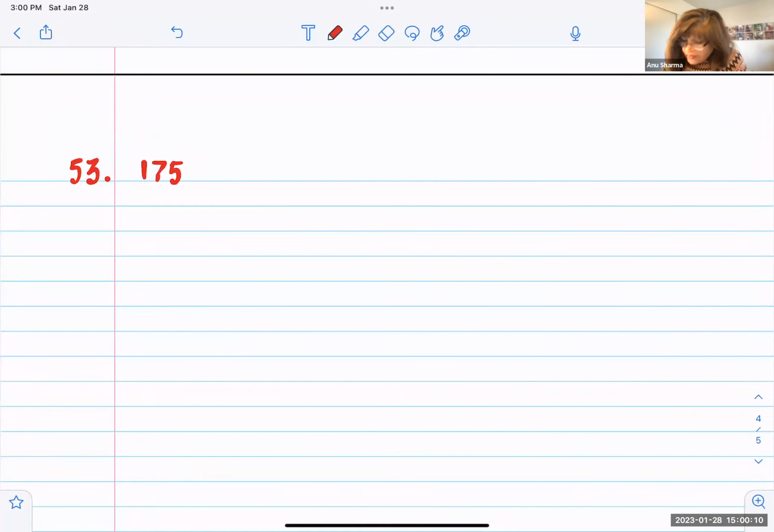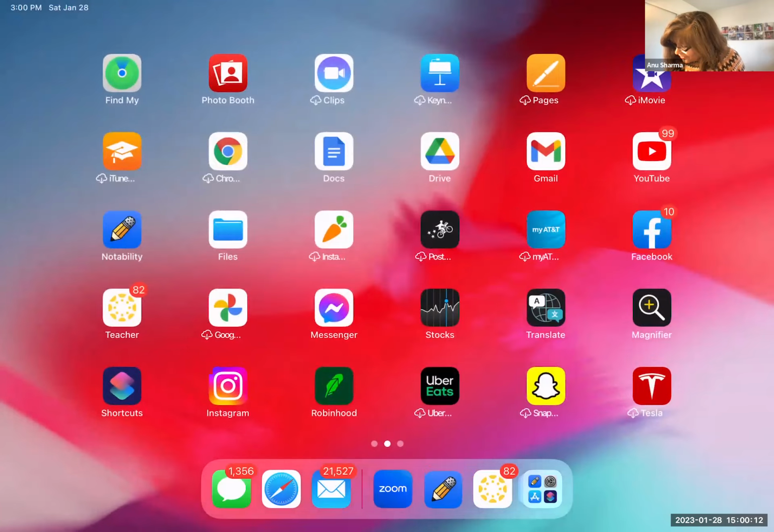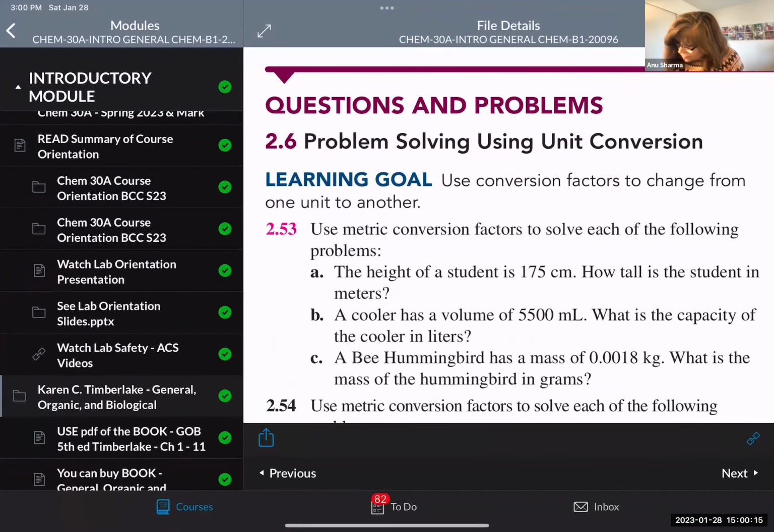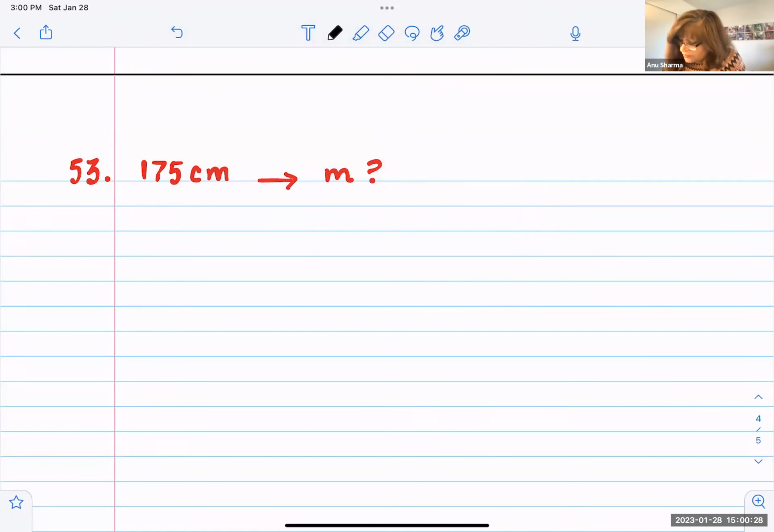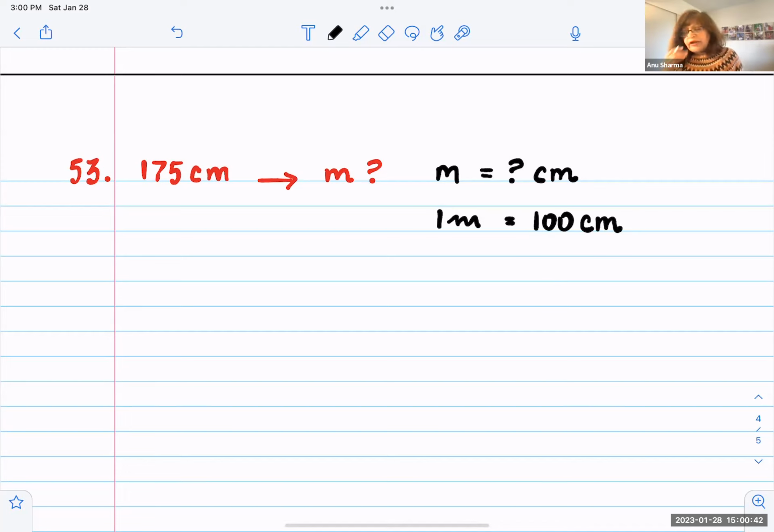175 centimeters, and you need to convert that to meters. So what will you do? In this problem, you are going to look at the relationship between meters and centimeters. We know that 1 meter is equal to 100 centimeters, right?